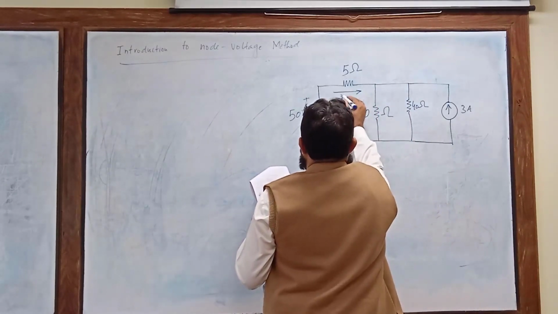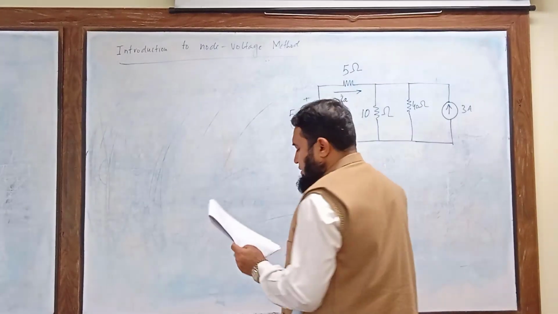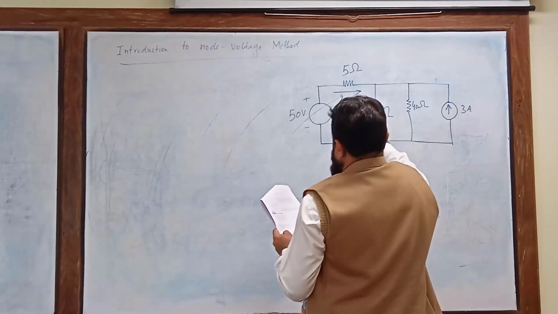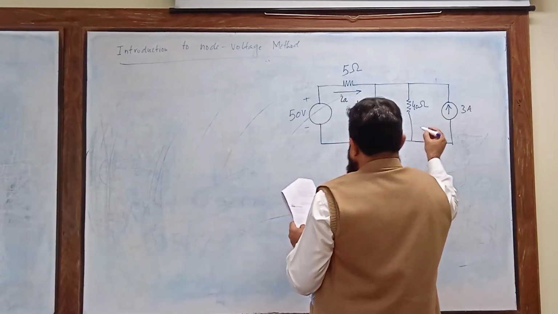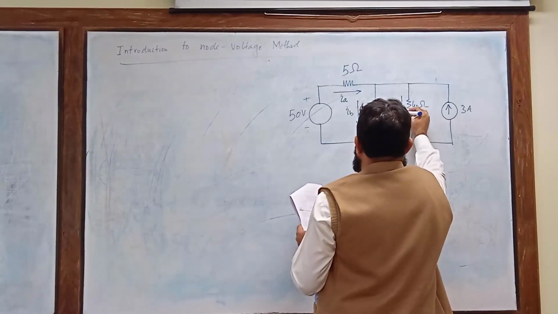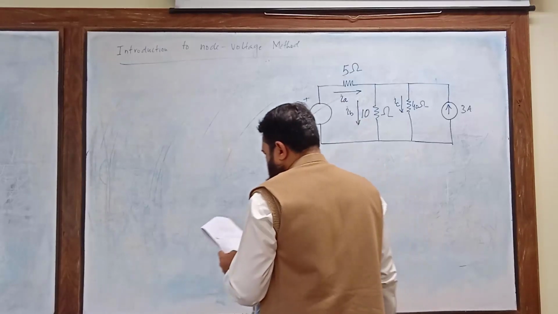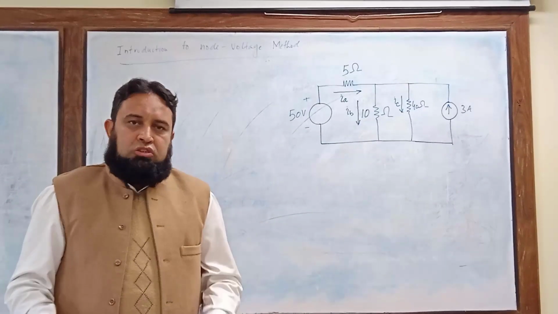Let's assume that the current flowing through the 5 ohm resistance is denoted by IA, the current flowing through the 10 ohm resistance is IB, and the current flowing through the 40 ohm resistance is denoted by IC. Okay, so this is the whole circuit, and we have to solve this circuit.